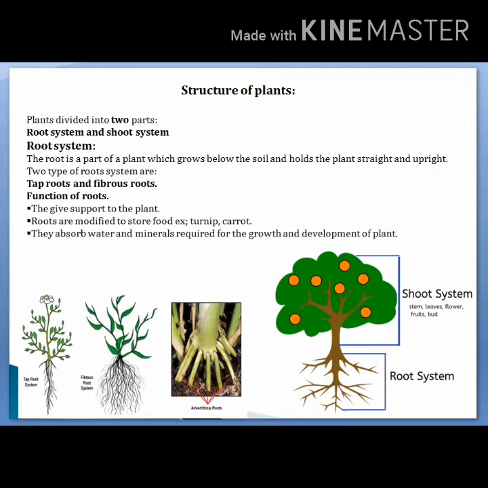As it is inside the ground, its color is not green but brown. It also does not have leaves, flowers and fruits. So two types of roots are tap roots and fibrous roots or adventitious roots.